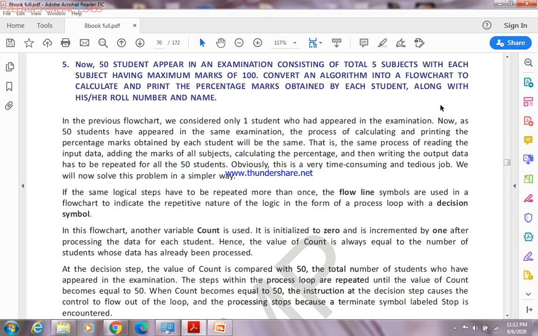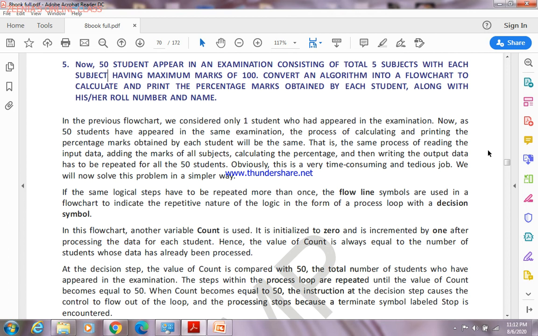Now the same problem, but it is telling you some condition. Okay, read the question. It is telling you now that we have calculated for 1 student, the above example, but now here it has changed the number to 50. Now 50 students are appearing. That means 50 times we need the same formulas, right?